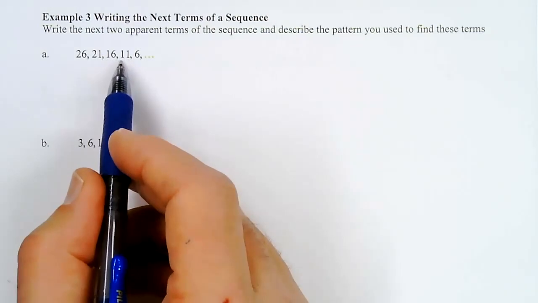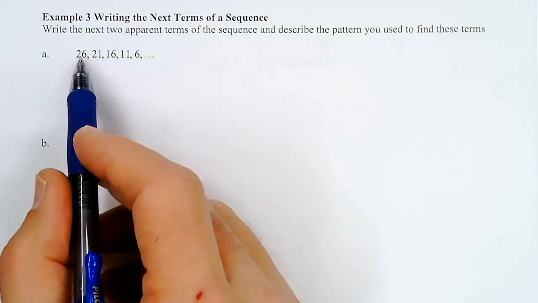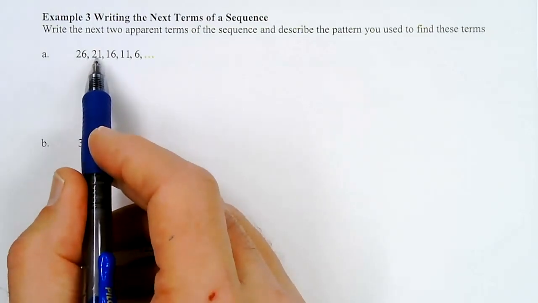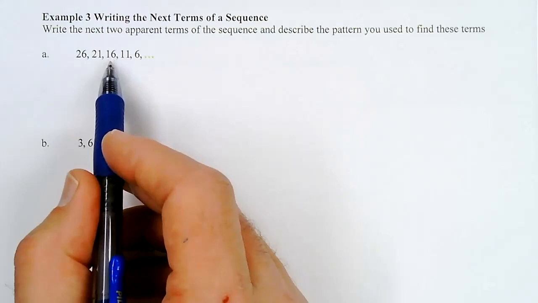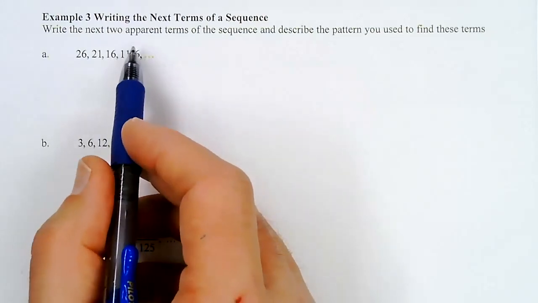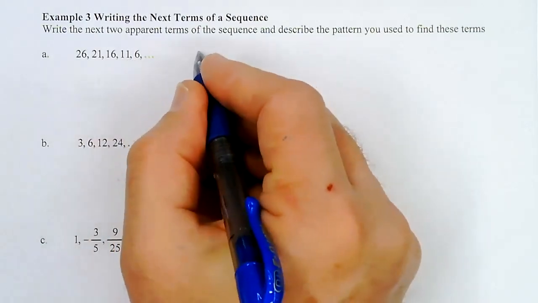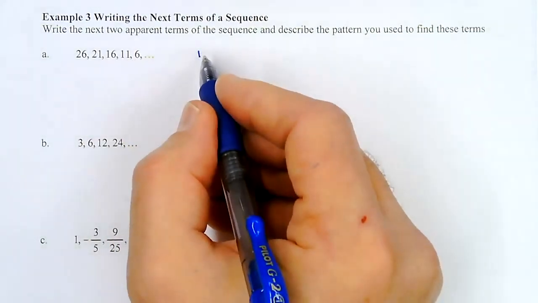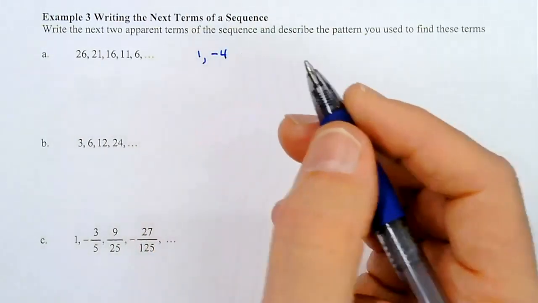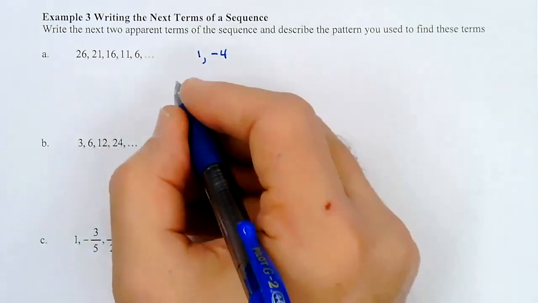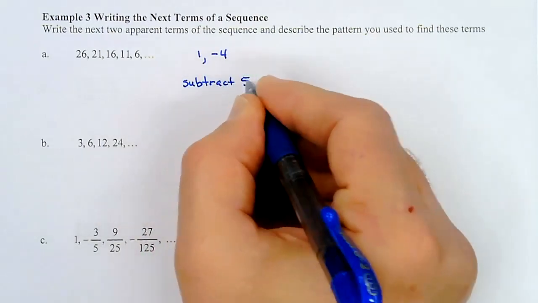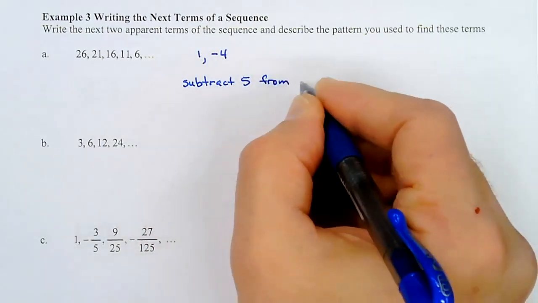If you look at this, we're consistently reducing it, or we're subtracting 5. So 26 minus 5 is 21. 21 minus 5 is 16. 16 minus 5 is 11. So this pattern's holding, right? We're subtracting 5. So that means if we take 6 and subtract 5, the next term would give us 1. And then subtract 5 from that, and the next term would be -4. So these would be the next 2 terms of the sequence. And what we notice is we're subtracting 5 from the previous term.